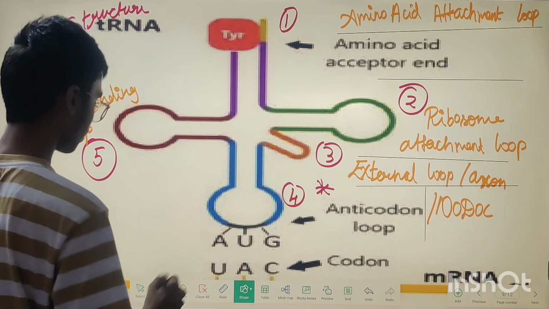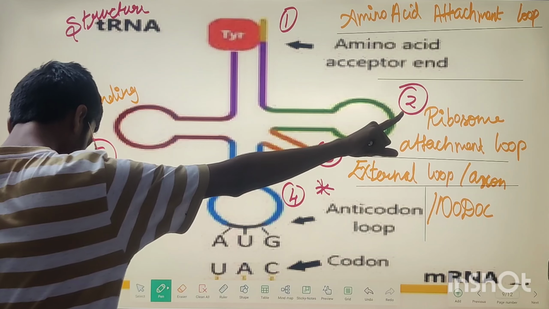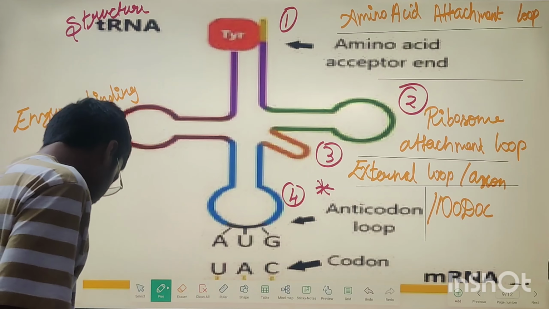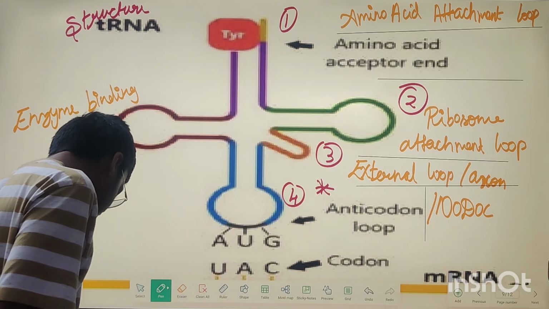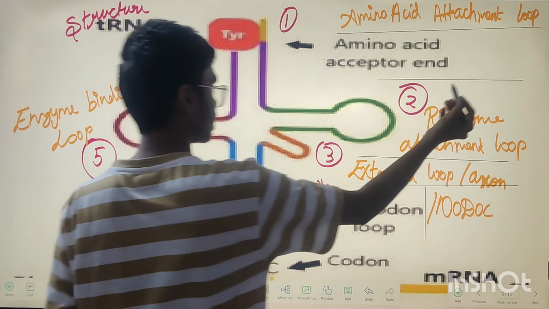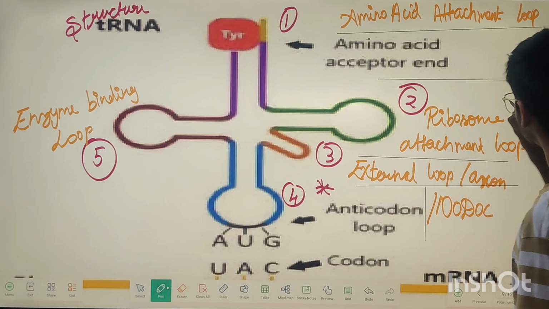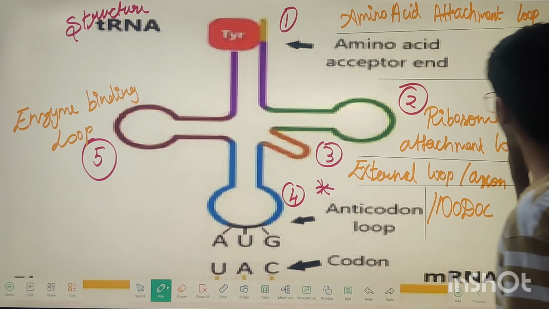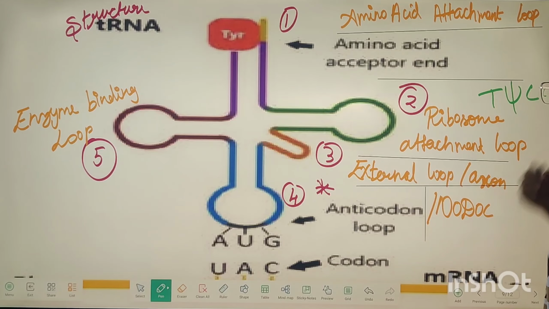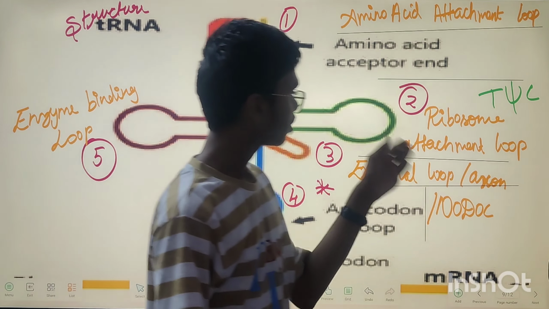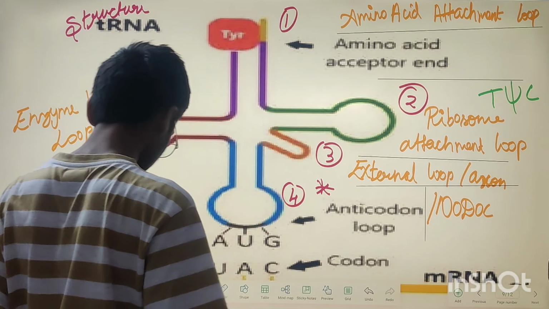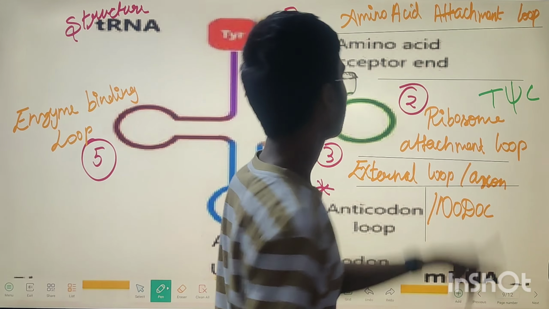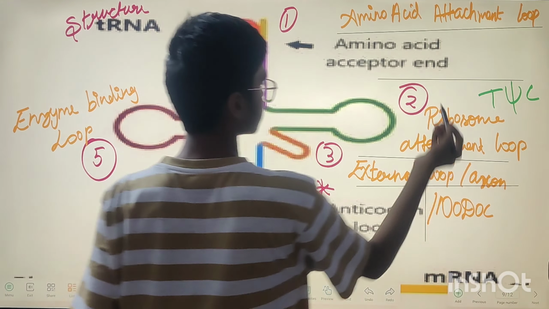Now coming to their enzymes. This one has thiamine, pseudo-uridine, cytidine. You have to represent it as T; I will write in a different color, dark green. That means thiamine, pseudo-uridine, cytidine. The small slash represents pseudo.